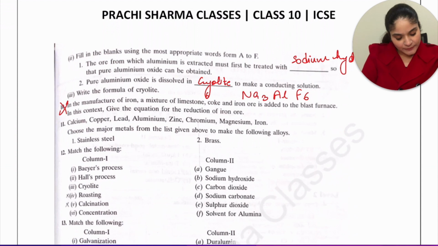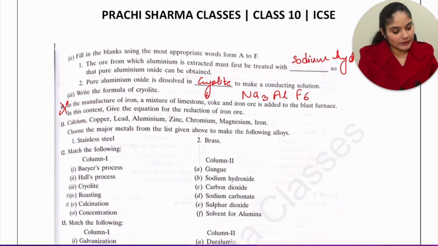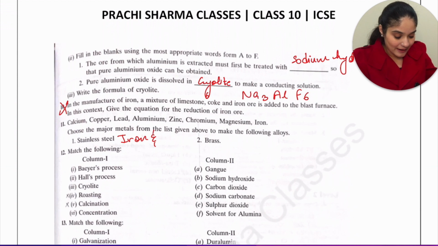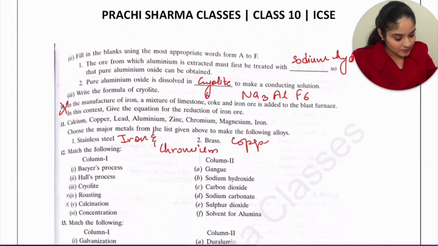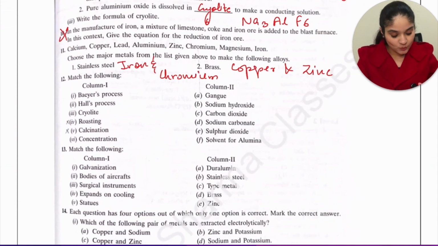In the manufacture of iron, a mixture of limestone, coke and iron ore is, okay, that is not in the syllabus. Calcium, copper, lead, aluminium, zinc, chromium, magnesium and iron. Choose the major metals from the list given above to make the following alloys. Stainless steel will be formed from iron and chromium, and brass is made from copper and zinc.